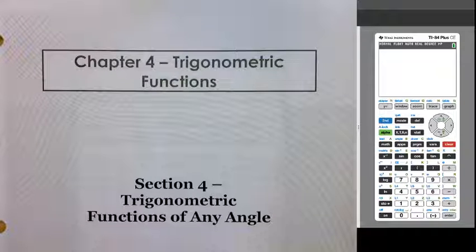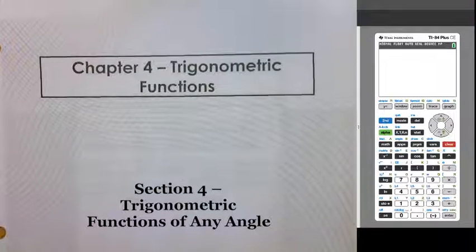Section 4 is going to be on trigonometric functions of any angle. In section 2 we did specifically the angles on the unit circle. Section 3 we did angles in a triangle. Now we're going to do any angles, and specific angles that are in standard position.